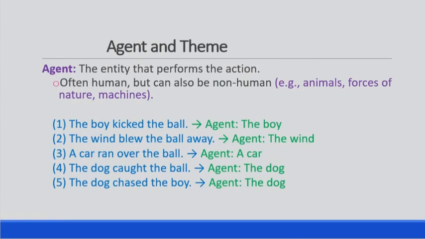For example, the boy kicks the ball. So the boy is the agent. The boy performed that action, kick. The wind blew the ball away. So the wind performed that action, blew. A cat ran over the ball. Okay, a cat is the agent. The dog caught the ball. The dog chased the boy. So the dogs are agents, meaning something or someone that does the action, that performs the action. The one performing the action is called the agent.